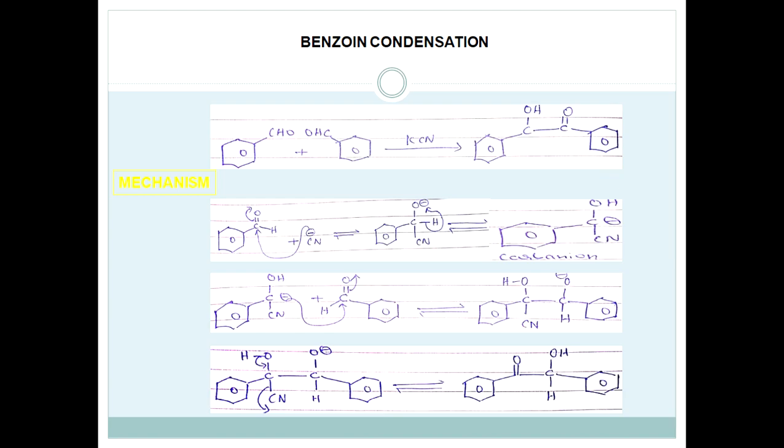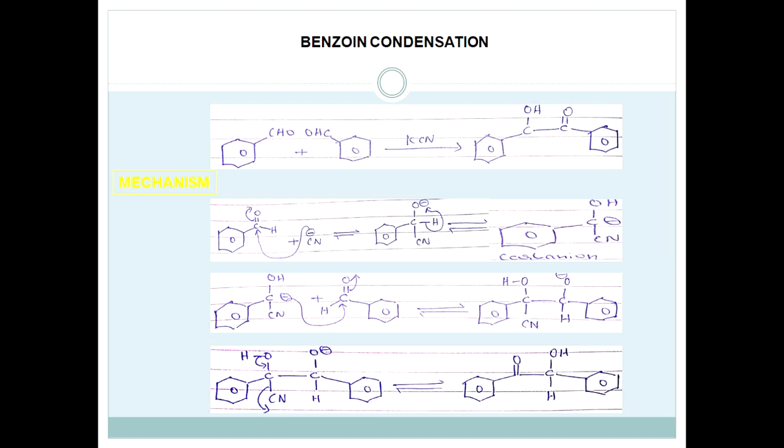In this mechanism, since there are no alpha hydrogen atoms in aromatic aldehydes, the formation of a carbanion directly is not possible. So therefore, here the cyanide ion attacks the carbonyl group with the simultaneous shifting of electrons to oxygen.